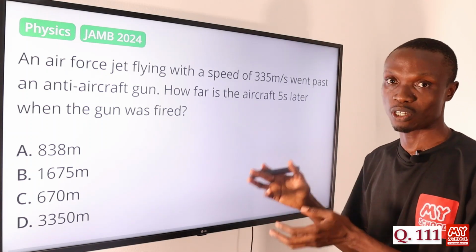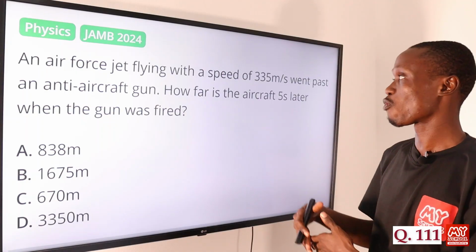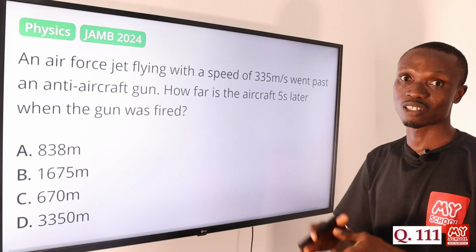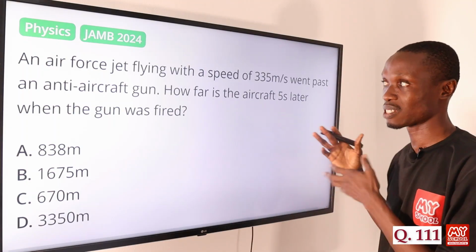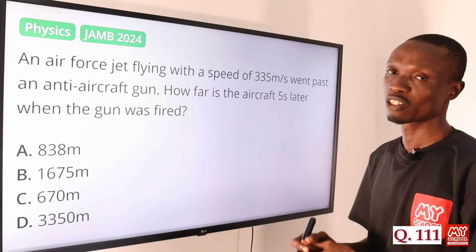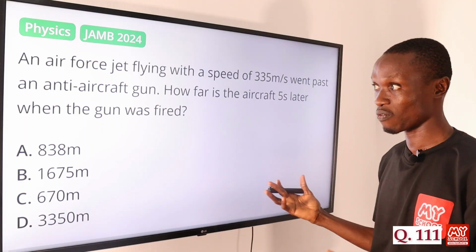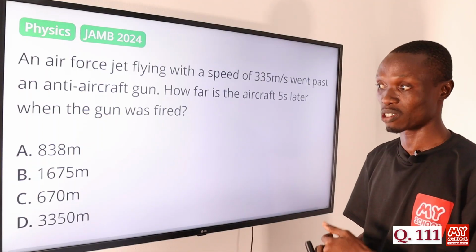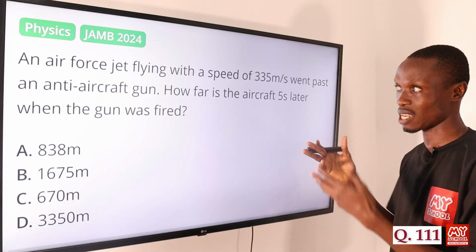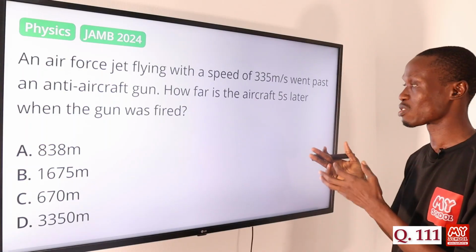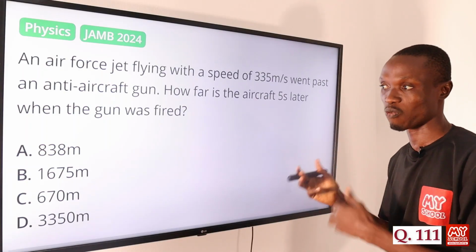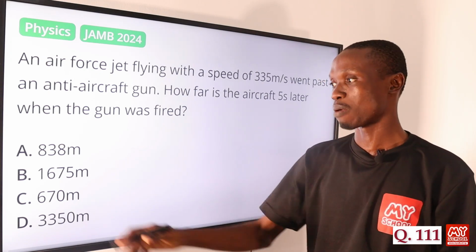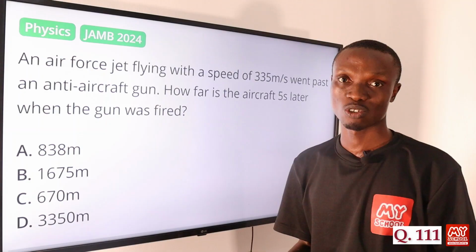Remember that speed is equals to distance over time. So for us to calculate distance, we just cross multiply. So distance is equals to speed times time. In this case, we'll be multiplying 335 by 5, and if we do that, we'll be having 1675. So the distance covered by the aircraft 5 seconds after the gun was fired is 1675 meters. So that makes option B the correct answer to this question.